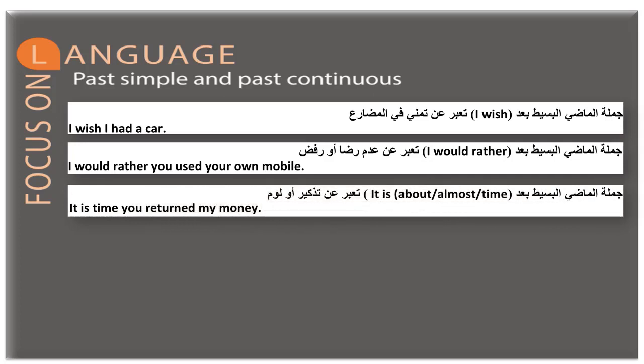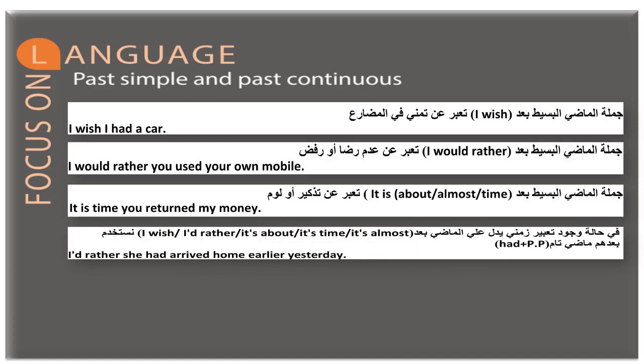برضو في تعبيرات or expressions like it's about, it's almost, it's time. دي برضو تعبر عن تذكير أو لوم, فبستخدم بعديها برضو past simple. For example, it's time you returned my money. حان الوقت رجع لي my money. في حالة وجود تعبير زمن يدل على الماضي, يعني اللي سبقه كنا بنتكلم عن شيء بتمنى أو أعبر فيه عن عدم الرضا أو تذكير عن شيء now at the present.